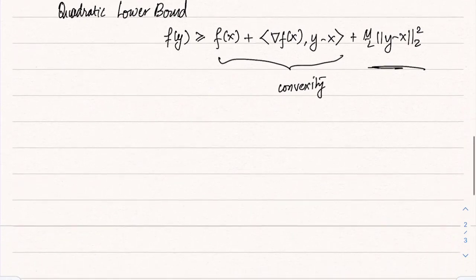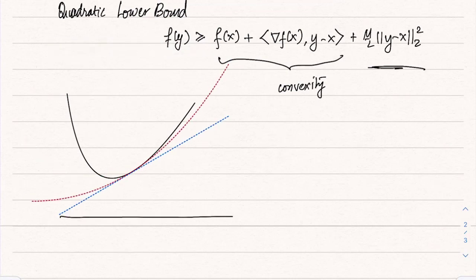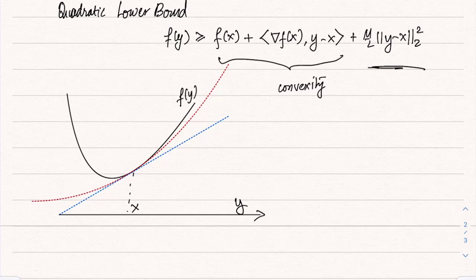If we try to draw it, it would look something like this. Here again, I have drawn the function f of y, and this blue line is the tangent. Remember, in the case of convexity, we always said that the function is above the tangent at any point. Strong convexity is a stronger requirement, which says that instead of the tangent, now we have a whole quadratic curve, and the function is above this quadratic curve. This is the right hand side of the inequality, the quadratic lower bound.